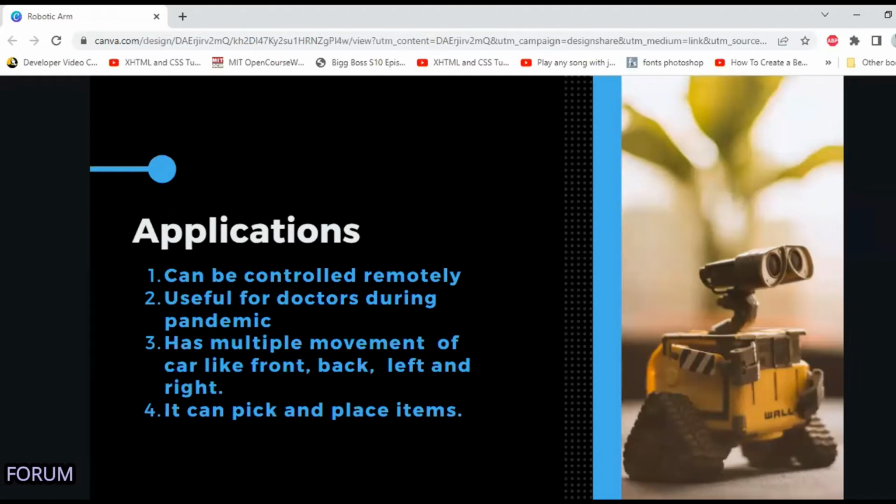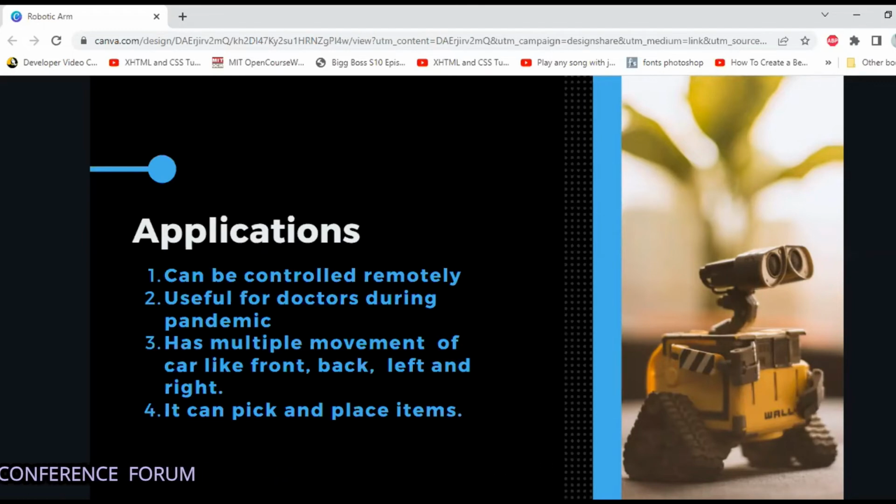Applications. There can be several applications. I have listed a few here. It can be controlled remotely. That means, suppose you are working in the military and you want to go to a certain enemy location. If you physically go there, they'll definitely capture you, and that's a loss of human life, which we don't want. So we can use this kind of robot for surveillance, for going to the enemy's location.